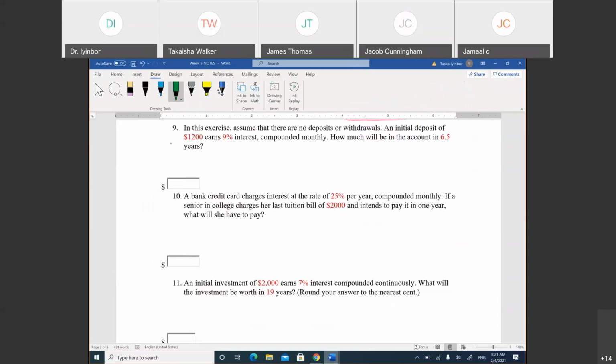Okay? So we have the initial deposit of 1,200. So this here is your principal, right? Now, 9% is the interest. So that means what is your R? What is the rate in decimal?